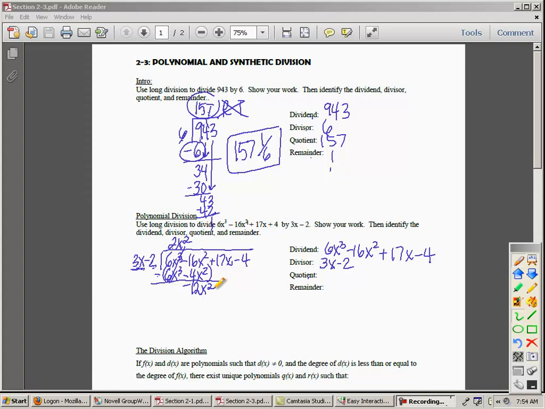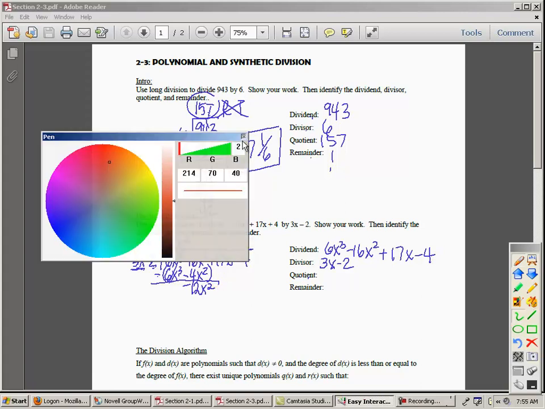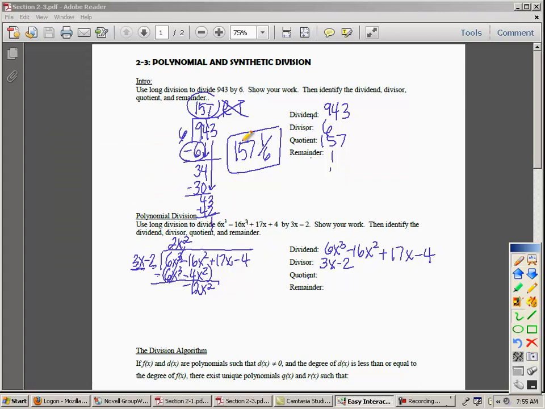Okay, now I'm going to change my color a second, so that you can see the next step as we go through. So you say 3x times what is negative 12x? Well, 3 times negative 4 makes negative 12. And x times another x will get me the x squared. We drop the 17x down, I apologize. So now I take negative 4x times both of these, so negative 12x squared. And negative 4x times negative 2 is a positive 8x, and I subtract.